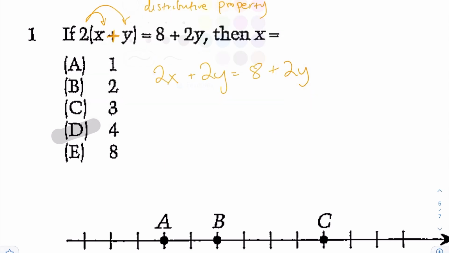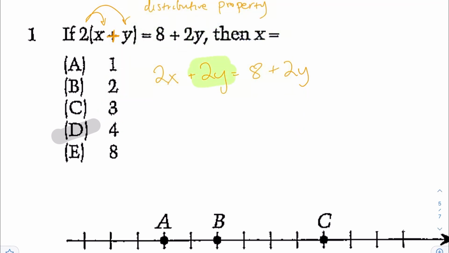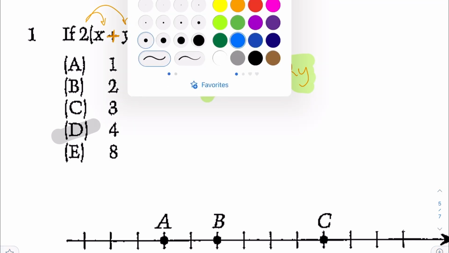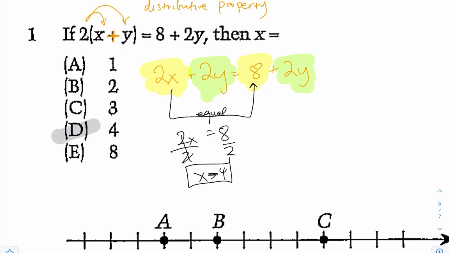So of course, the 2y is the same as the other 2y, and the 2x has to correspond to the 8. And we want to solve for x. So 2x has to be equal to 8. When you divide by 2 on both sides, you get that x is equal to 4. And that's choice D.